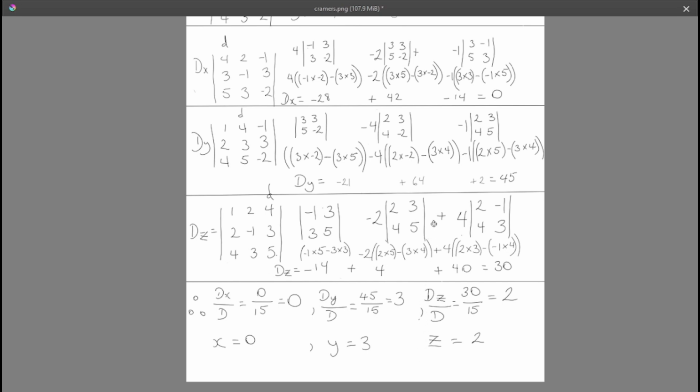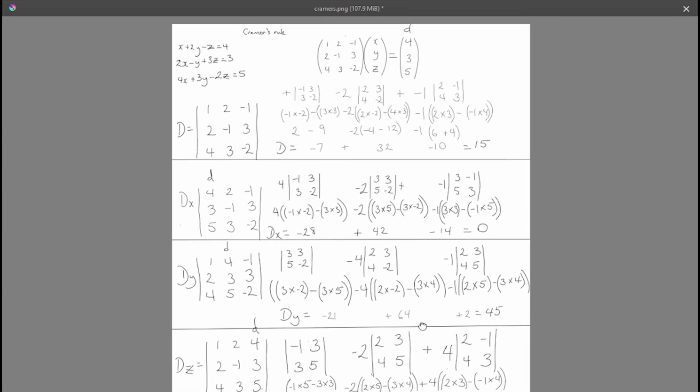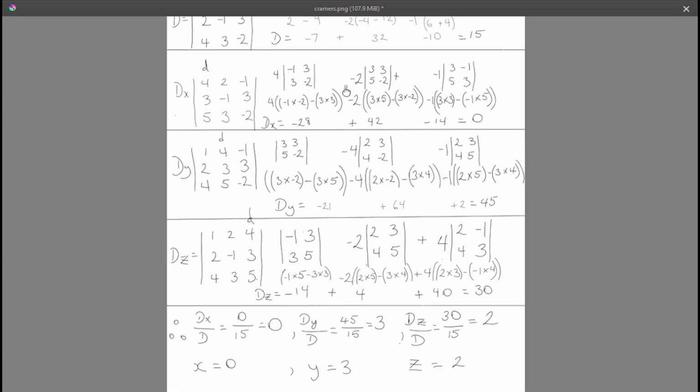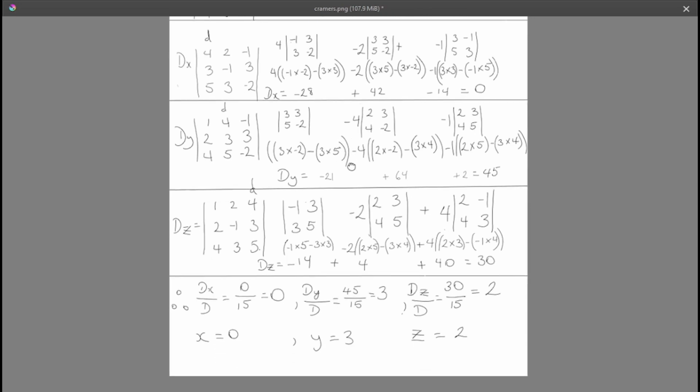Cramer's rule is pretty straightforward. As long as you remember, you just find the determinant 4 times. Just a recap, you replace each one of the columns with the answers each time, and then you just divide the determinant of each one of the matrices by the original determinant, and that should give you your x, y, and z values.